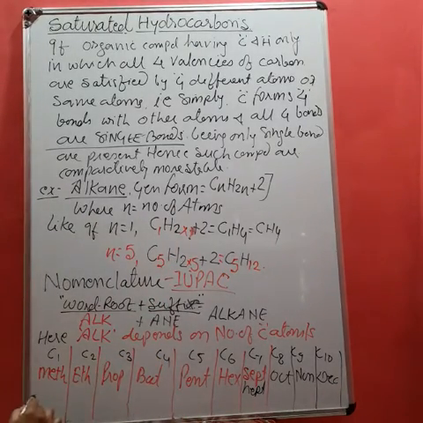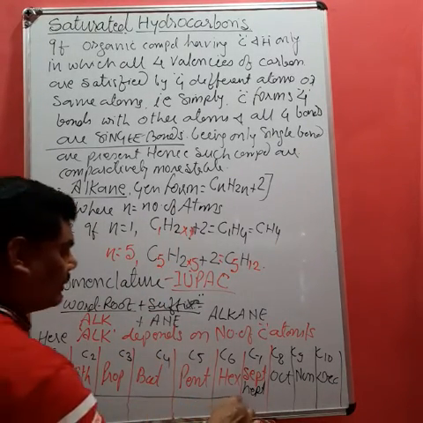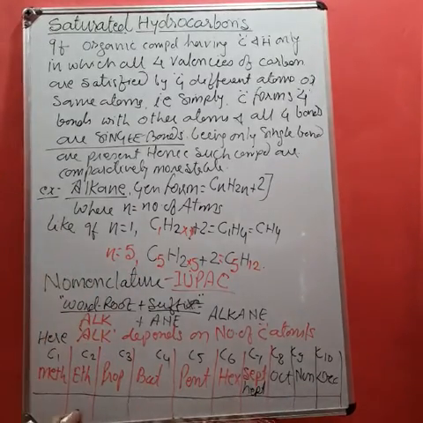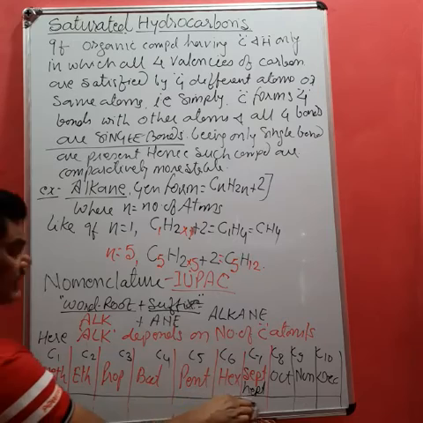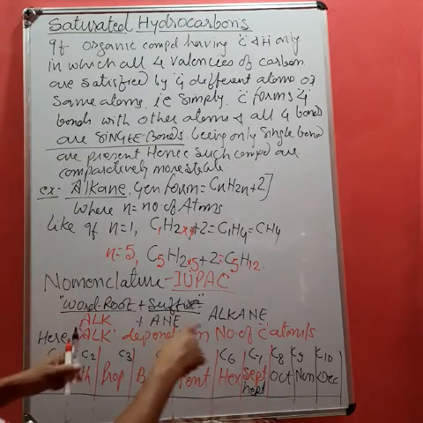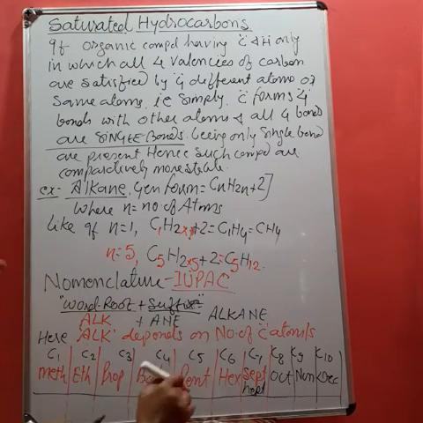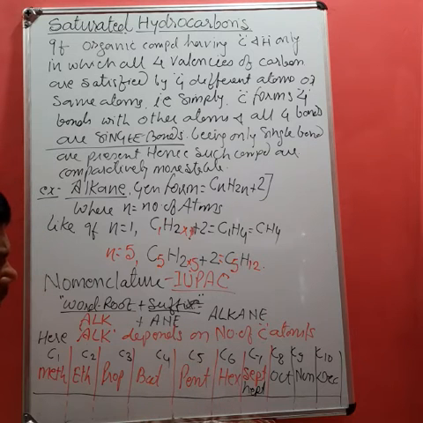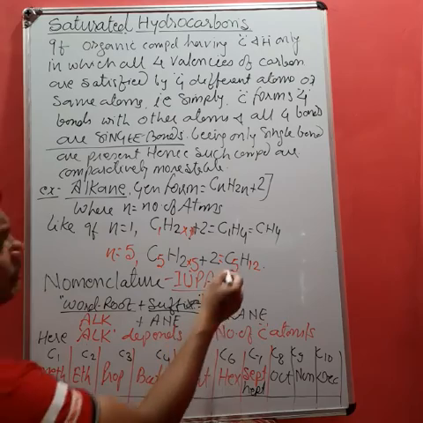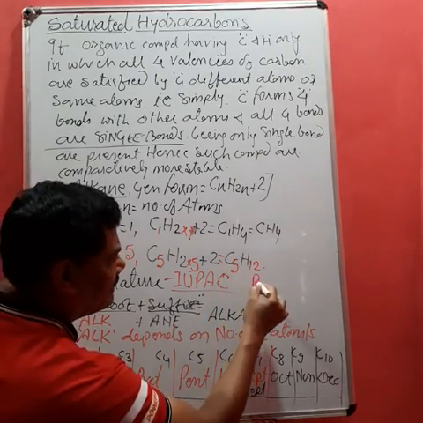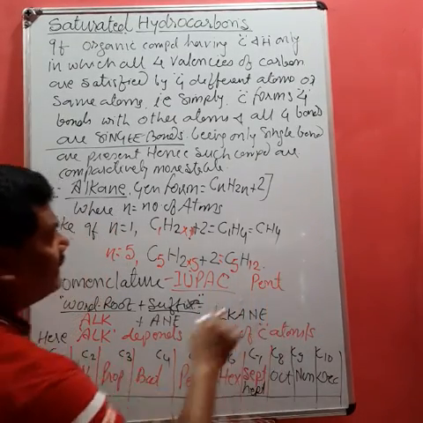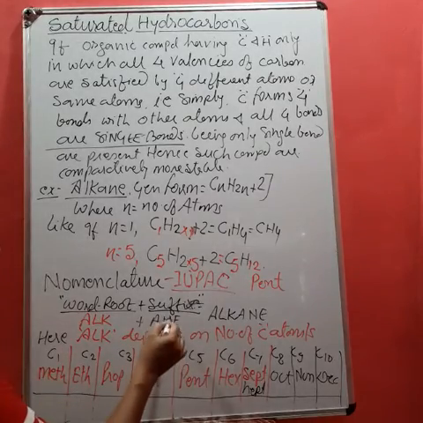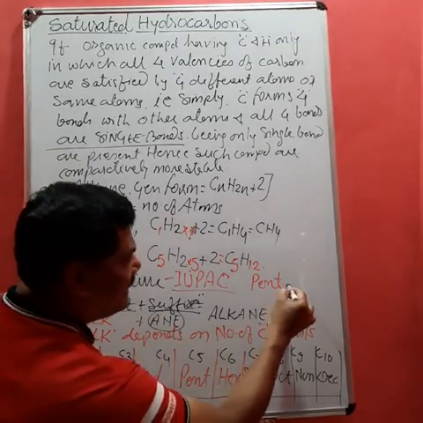Now this becomes the word root. And now add the suffix. What is the suffix? The suffix is ane. So a five-carbon compound having single bonds only will be given the name pent, and the suffix here is ane.